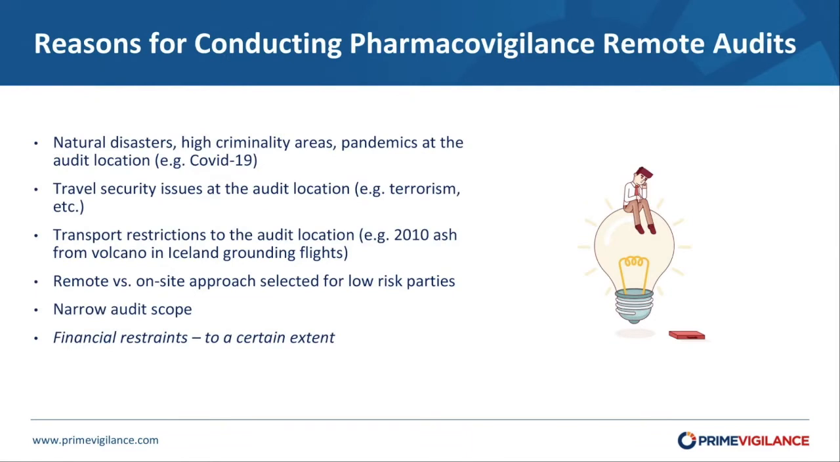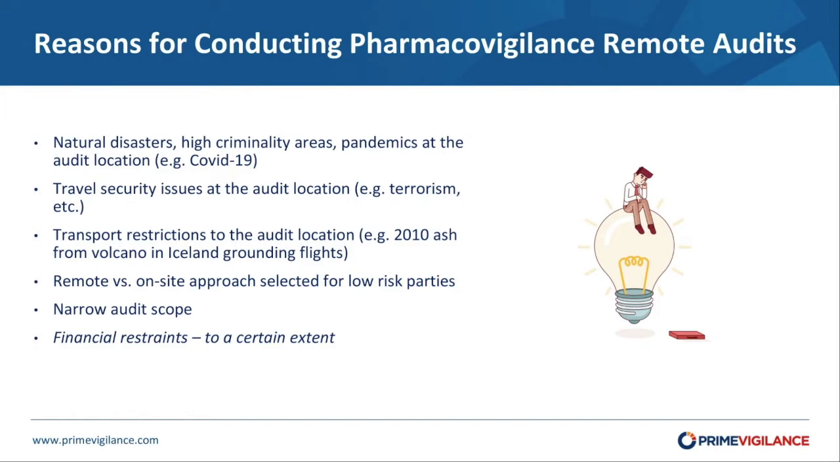So what reasons would we want to conduct pharmacovigilance audits remotely? This could be a variety of different situations such as natural disasters, high criminality areas, pandemics, travel security issues at the audit location, transport restrictions to the audit location, and also low-risk parties. So we all risk assess our auditable entities in our audit universe. Certain low-risk entities would not require a physical on-site presence, so a remote approach would be utilized, as well as audits of narrow scope. So all of these aspects could justify the remote conduct of an audit or inspection.